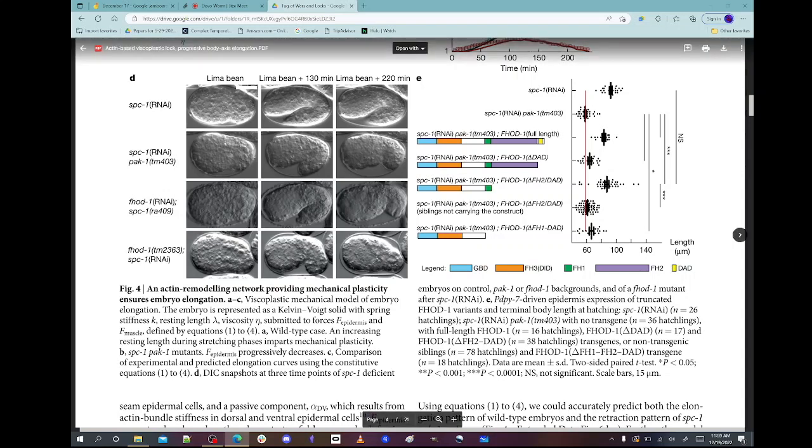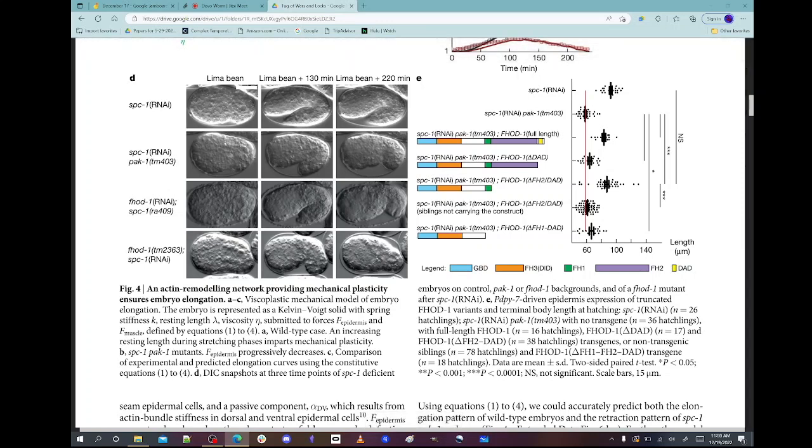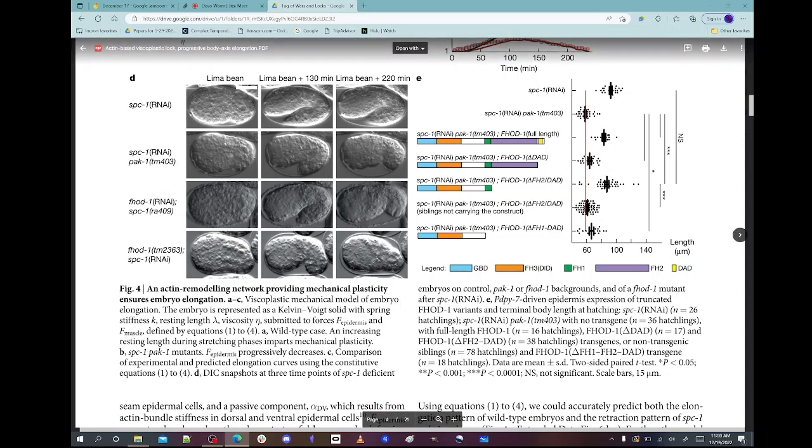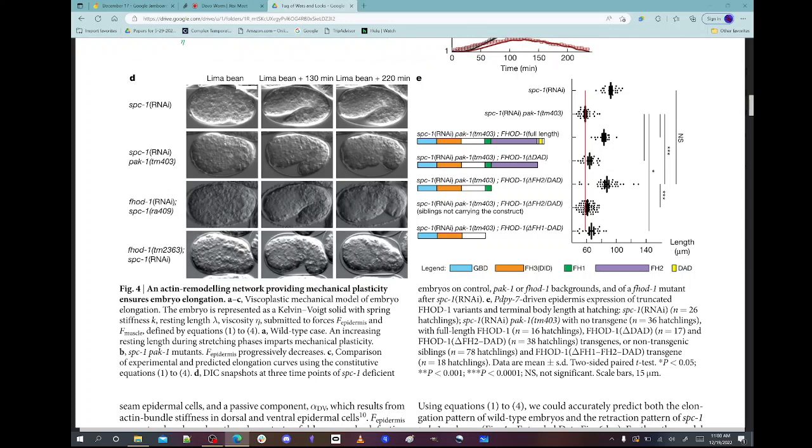And this one, SPC1 with RNAi, it achieves the comma, but it maintains it. In this case, it maintains it a little bit. In this case, it doesn't maintain it very well. And so you can see how this interferes in different ways. Sometimes it maintains the shape, sometimes it doesn't. Sometimes it reverts back to the original shape.